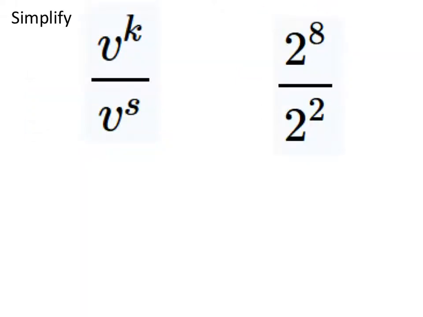Now we got this quotient rule stuff. So this one here, we got a base of v, and since we're dividing the same bases here, we get to subtract the exponents, so it's k minus s.